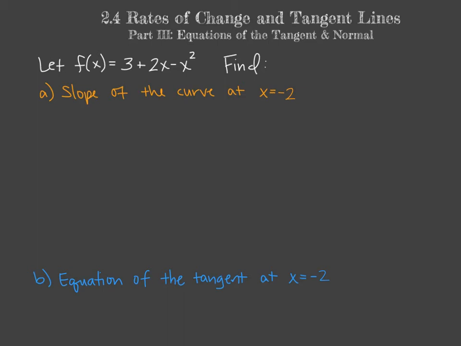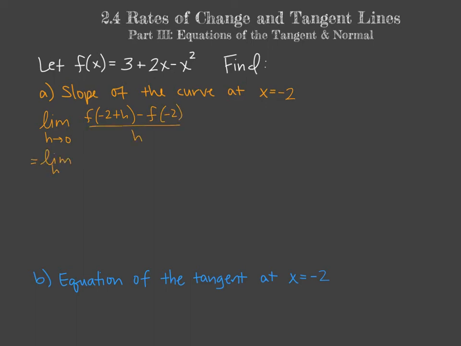Here in our second example, we once again want to find the slope of the curve. This is a little bit more complex of a function, but it's still a parabola. So we want to find the slope of the curve at x equals -2. That means we want to find the slope of the tangent line at x equals -2. So we're going to do the limit as h approaches 0 of f of -2 plus h minus f of -2, all over h.